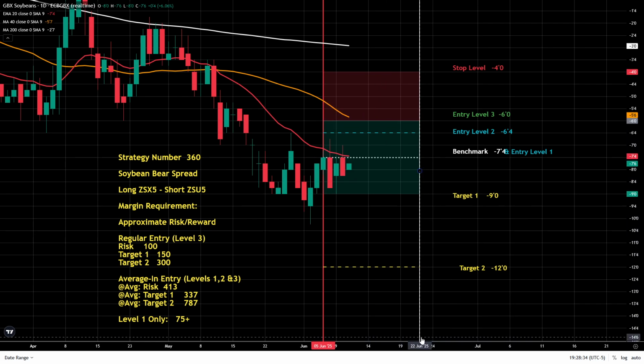Pretty short window of opportunity, only 17 calendar days. And there's a holiday in there too. Juneteenth is a holiday, and then we've got a couple weekends. So 5 of those days are probably going to get chewed up just from holidays and weekends. So that's that. Number 360, bear spread soybeans.